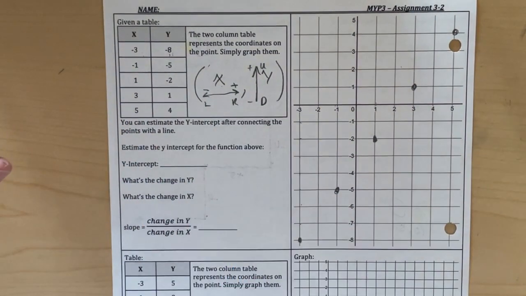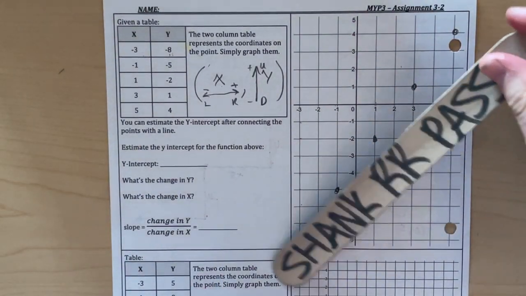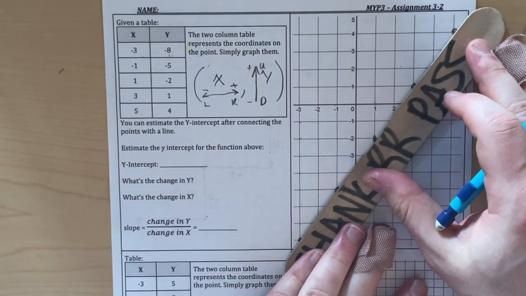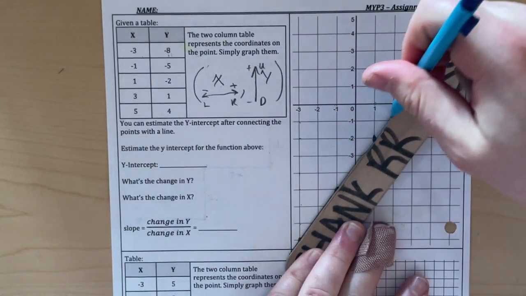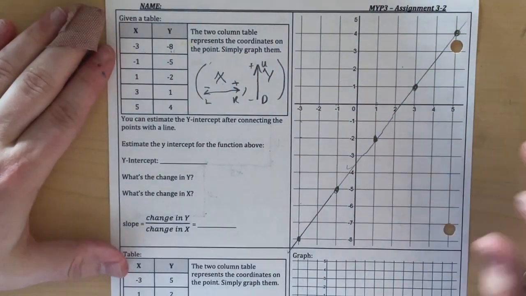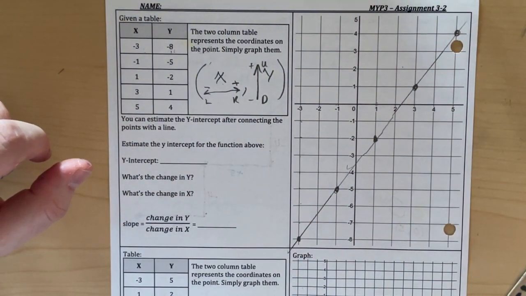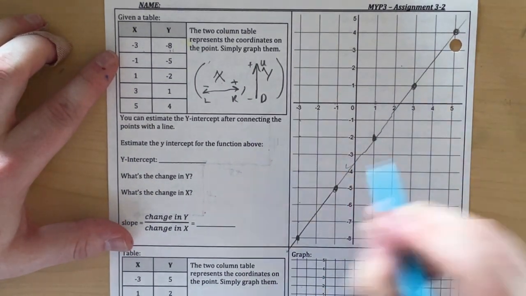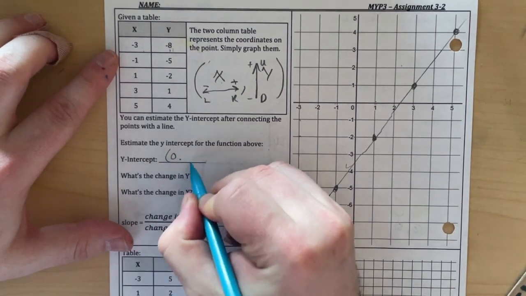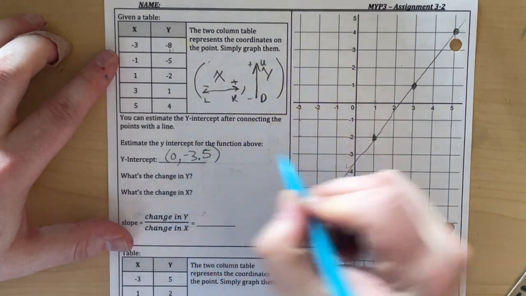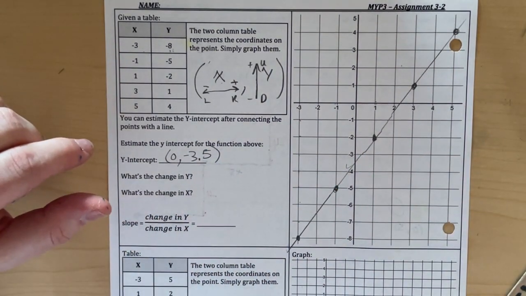So it says you can estimate the y-intercept after connecting the points with the line. So let's just do that. So again, if your values don't line up on your graph, you might need to double check your work. So we draw the line through those points. And so we're saying, okay, where's gonna be our y-intercept? So it's gonna be in between negative 3 and negative 4. So I'm gonna say about 0, negative 3.5. So it's gonna be about in between those two values.